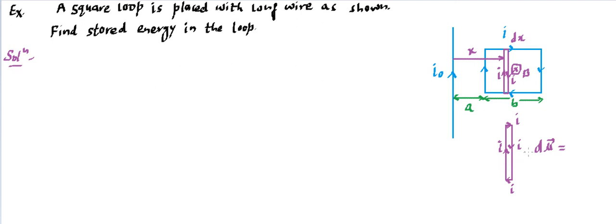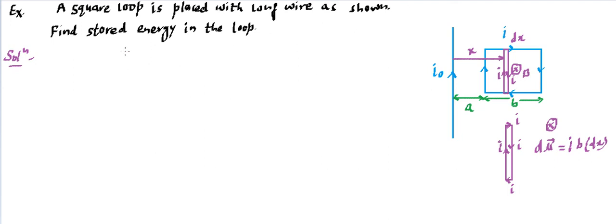So this is going to be I, whatever the current is, considering one loop is there, into dA. What is the area of this loop? Can we say the area is going to be this dimension, which is b, into dx? So that's going to be the mu value, and it's going to be into the plane of the board, that means in the direction of B.